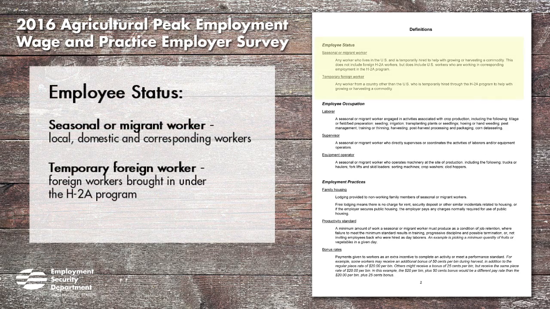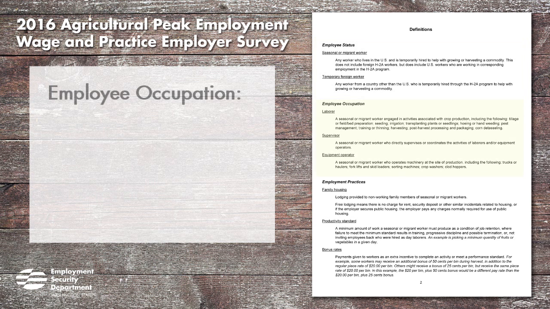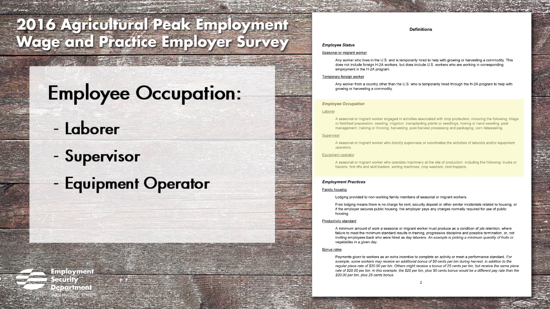We want to learn about the seasonal and migrant workforce. For this survey, please do not include any year-round workers or managers who work at your establishment. Laborer is a worker, what most people would probably consider to be manual farm labor. Supervisor, a worker who directly supervises or coordinates the activities of laborers and or equipment operators. Checkers or foremen would fall into this category. Equipment operator, non-supervisory worker whose primary duty involves the operation of heavy equipment, including trucks or haulers, forklifts and skid loaders, sorting machines, crop washers, and clodhoppers.